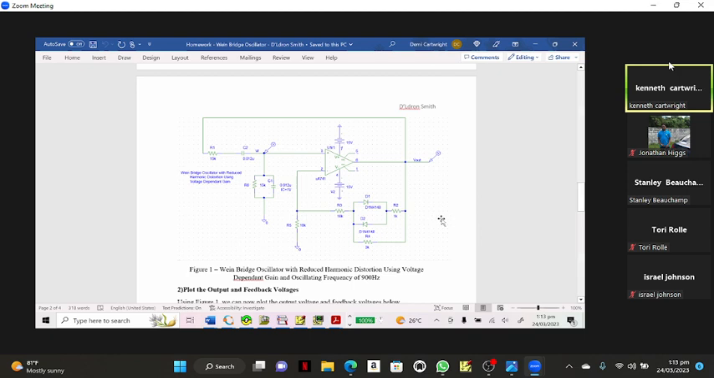So anytime you have a Wein-Bridge oscillator, you need some way of regulating the gain, so that you have higher gain for oscillation to begin, and then you lower the gain as the signal continues to oscillate. All right. Do you notice anything else in this circuit?